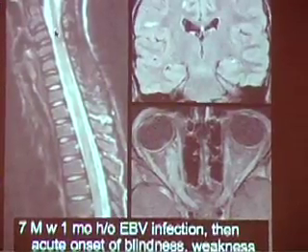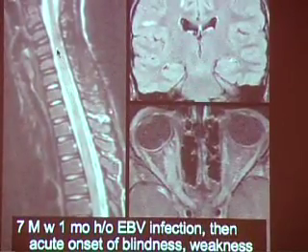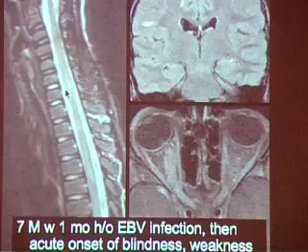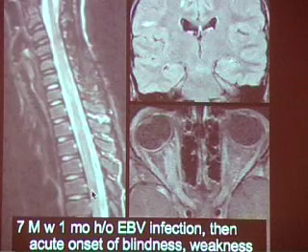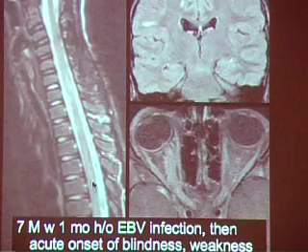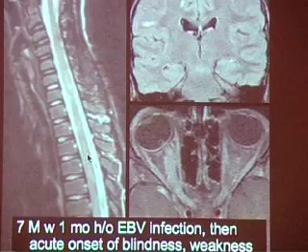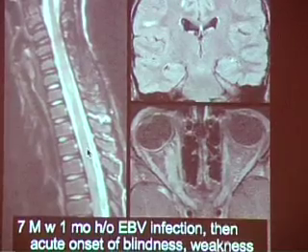What do we see? When we look at his spinal cord, you can see he has this significant expansion of the lower cervical cord. He's also got mild expansion of the upper thoracic cord. He's got long segment T2 abnormalities of the spinal cord, which is quite different from that much more circumscribed plaque that you saw in the patient with multiple sclerosis.